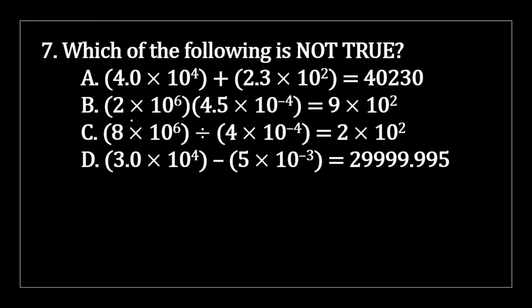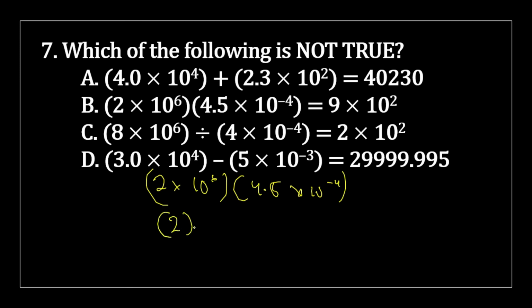On letter B, let's try to regroup it. 2 multiplied by 10 raised to 6 multiplied by 4.5 times 10 raised to negative 4. So let's regroup it. So we have 2 multiplied by 4.5 times 10 raised to 6 multiplied by 10 raised to negative 4.